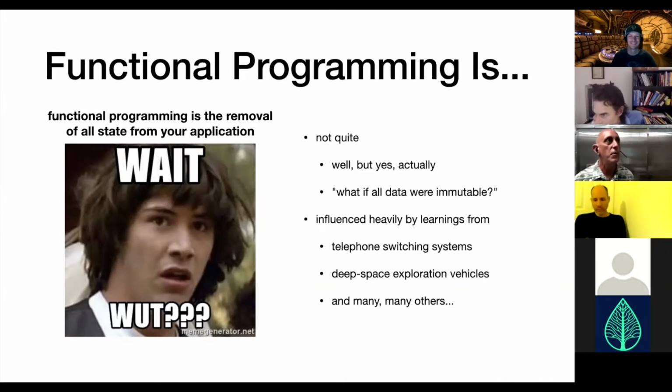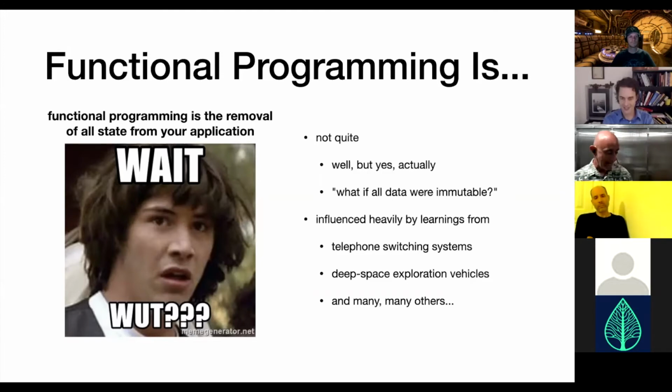But I want to point out the difference. State within your program is very different from state outside your program. And within your program, if you can remove state, if you can remove the kinds of changes to data that lead to the most common programming bugs, you can gain benefit. So functional programming looks at your code and says, what if all data were immutable? That's really the question it's asking. What if all data were immutable?